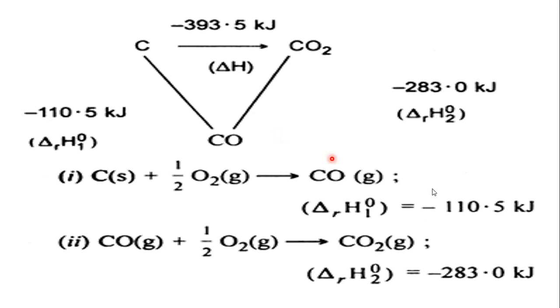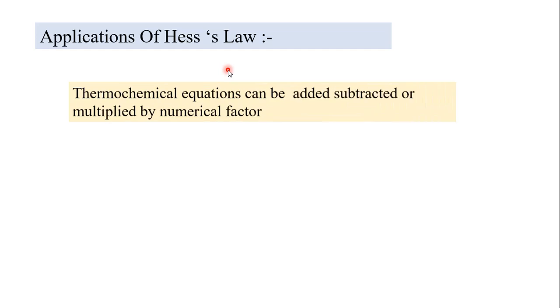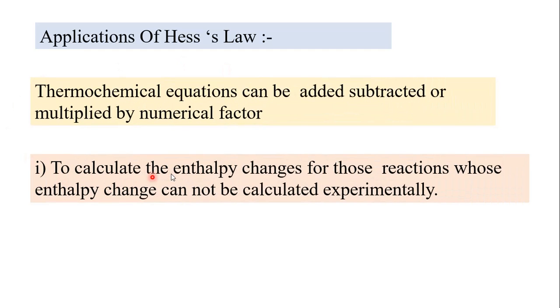individual steps. That is minus 110.5 kilojoules plus minus 283.0 kilojoules. That is equal to the same, that is minus 393.5 kilojoules. So the most important application of Hess law is that it is used to calculate the enthalpy change for those reactions whose enthalpy change cannot be calculated experimentally, by adding, subtracting or multiplying the thermochemical equations.